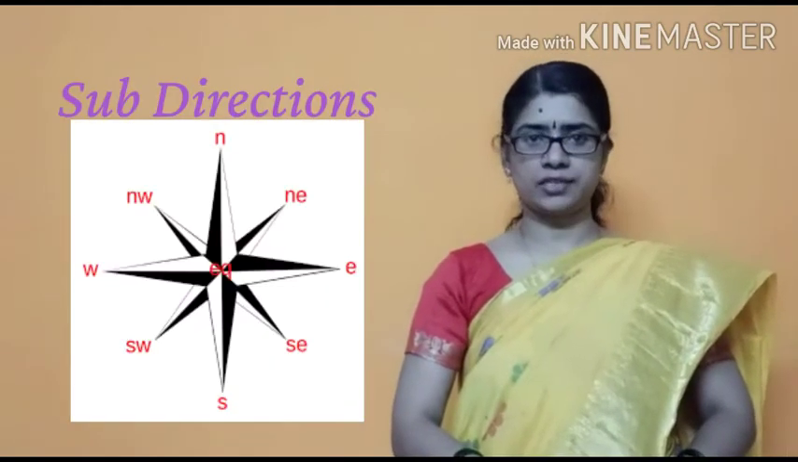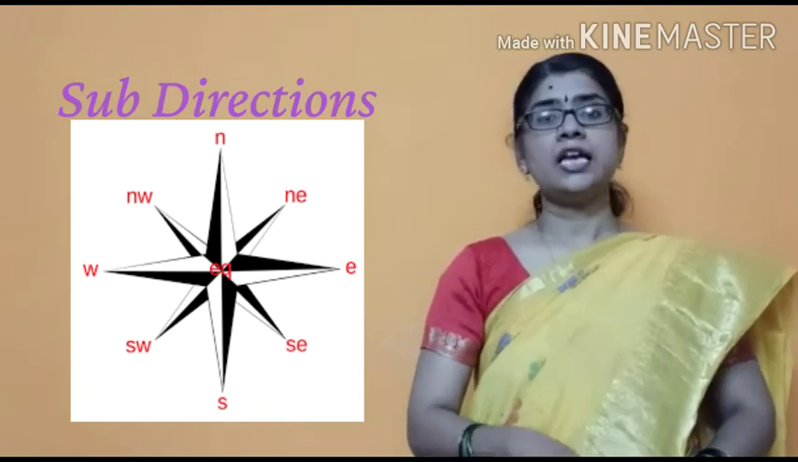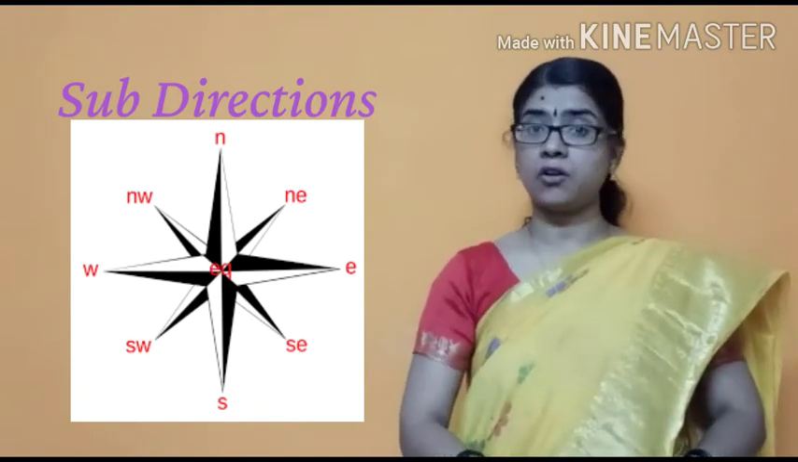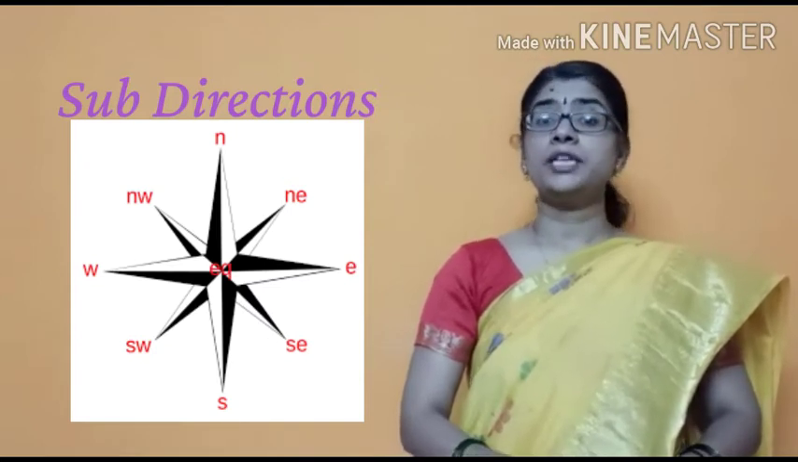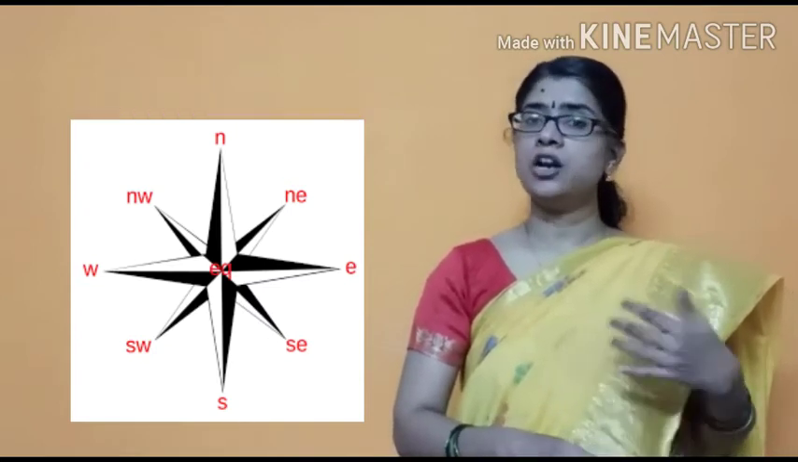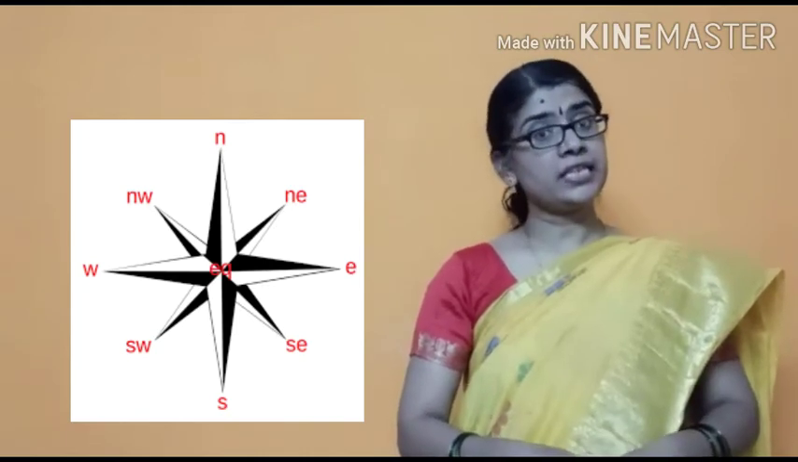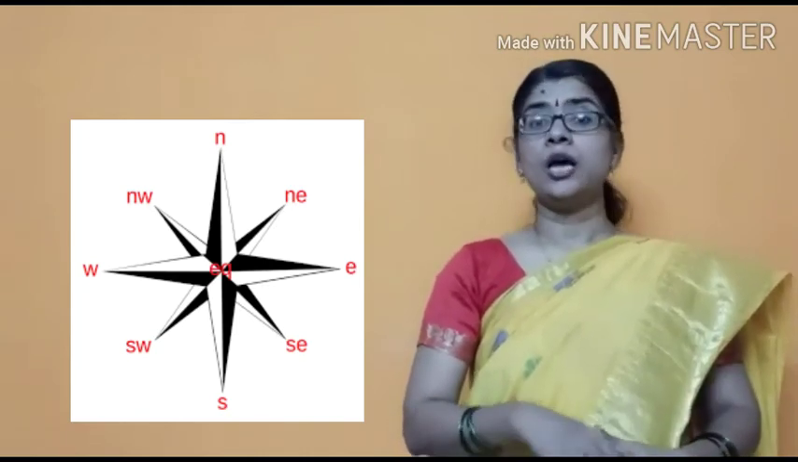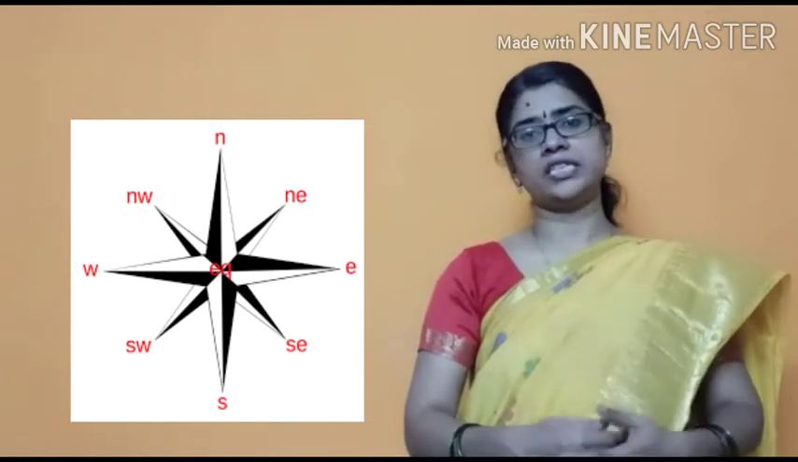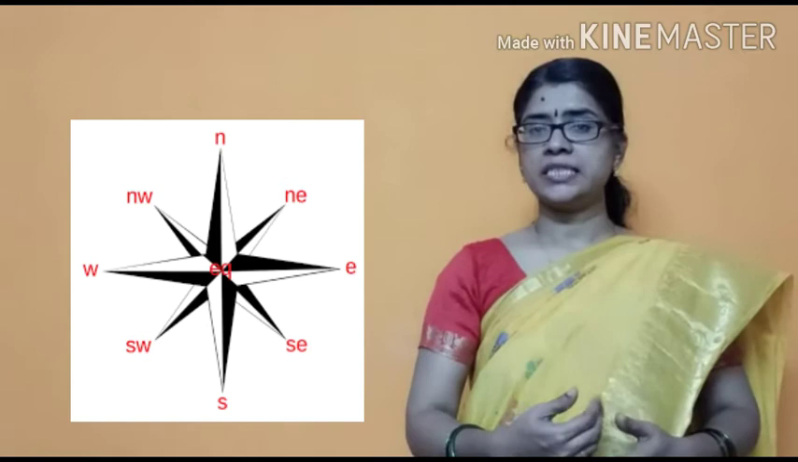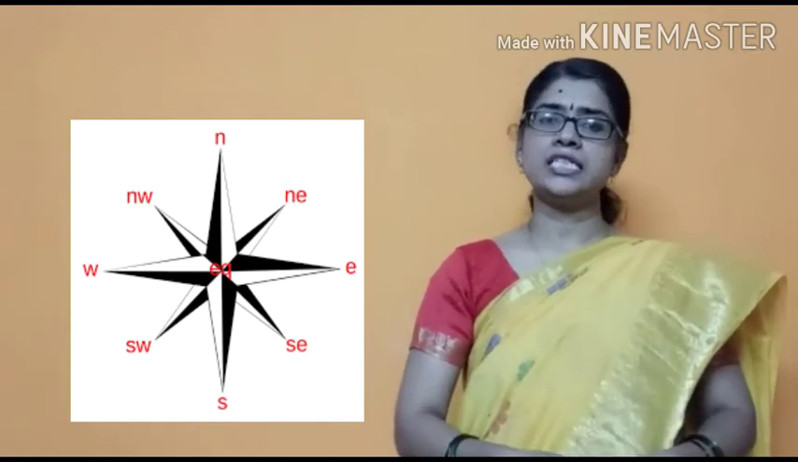The directions between the main directions are called subdirections. Between north and east comes the northeast. Between south and east comes the southeast direction. Between north and west comes the northwest direction. Between south and west is the southwest. So these are subdirections.